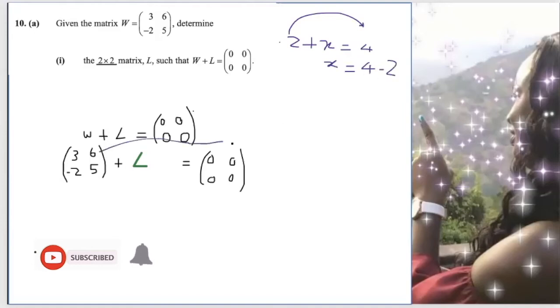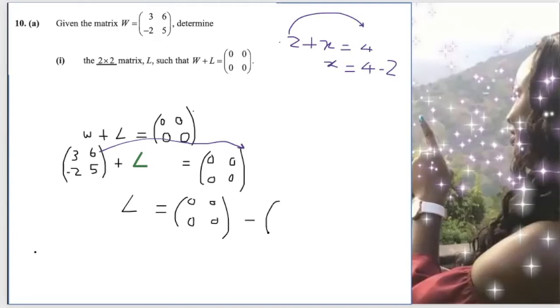Because there's no sign in front of the matrix bracket, I say it's positive, so it's good. When I carry it over the equal sign, it becomes negative. So we have the first matrix 0, 0, 0 minus the second matrix 3, 6, minus 2 and 5. Then we're going to subtract the positions and we will have the matrix L.